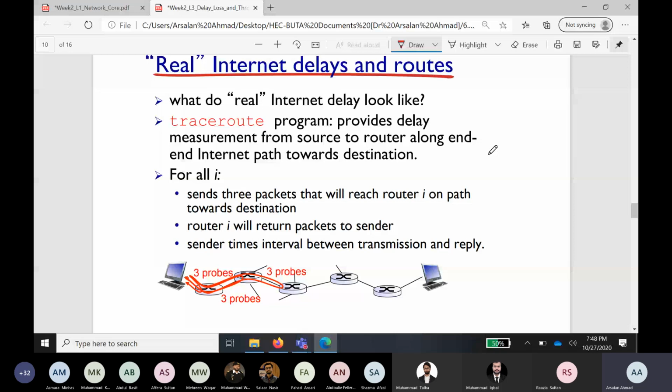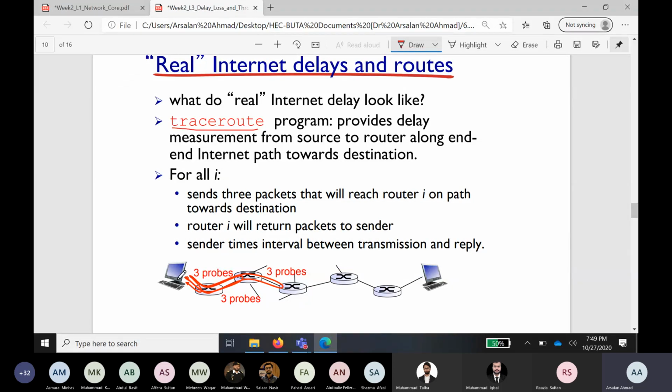We will use the traceroute program, and we will see how traceroute calculates the real internet delay and how real internet delay looks like. It's a utility. Traceroute is a utility that provides delay measurement from source router to destination router along the internet path, towards the destination. So this is the working of traceroute. I'm just going to skip it because I'm running out of lecture time.